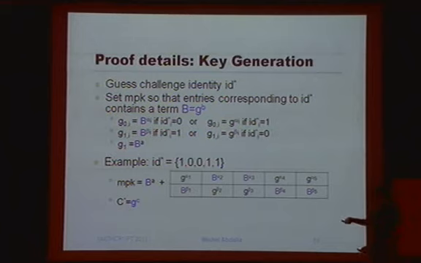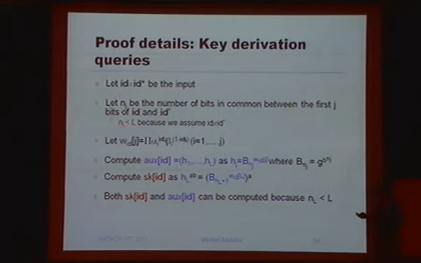And C, the challenge ciphertext, we will generate as g to the c. And the first term, the G1, will also include B inside. And what is the idea of doing that? Imagine that we receive a query for an ID different than ID star. Because it's different from ID star, there will be at least one position where the two will differ.